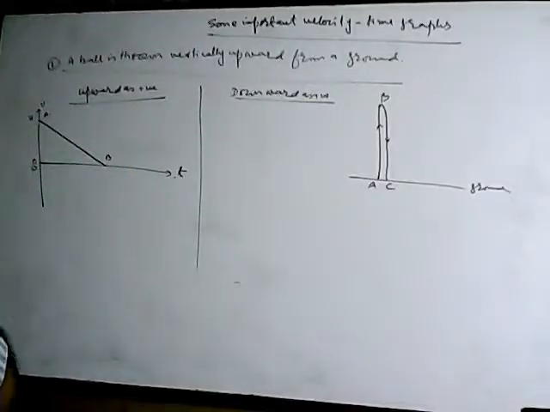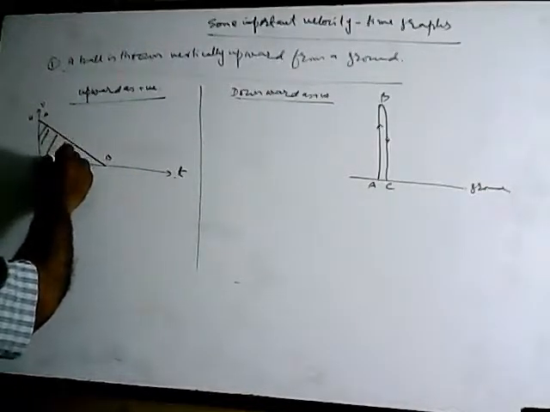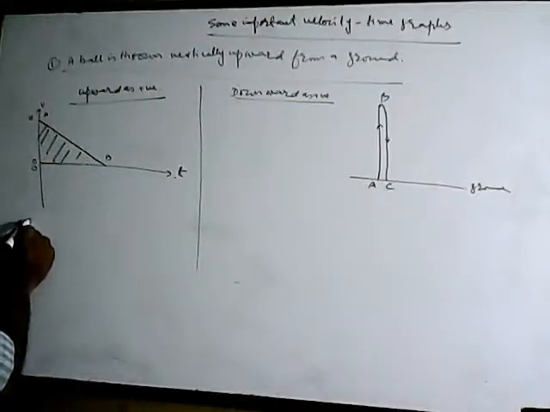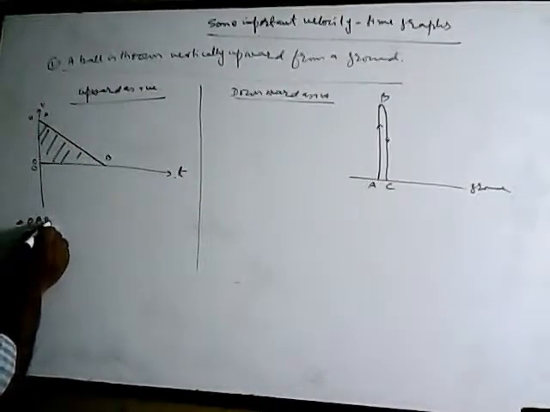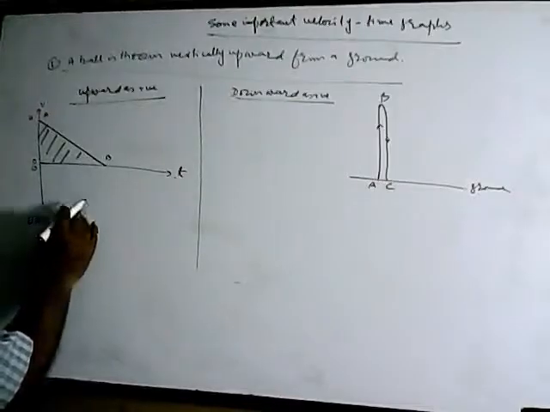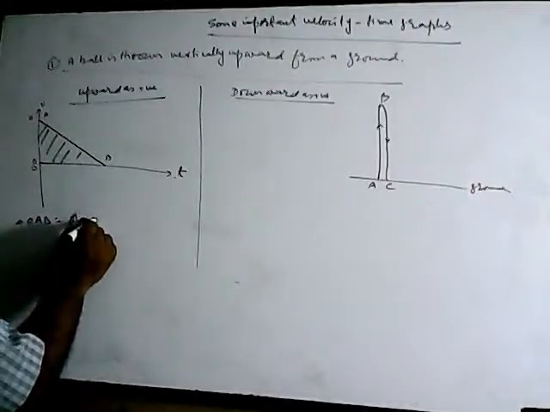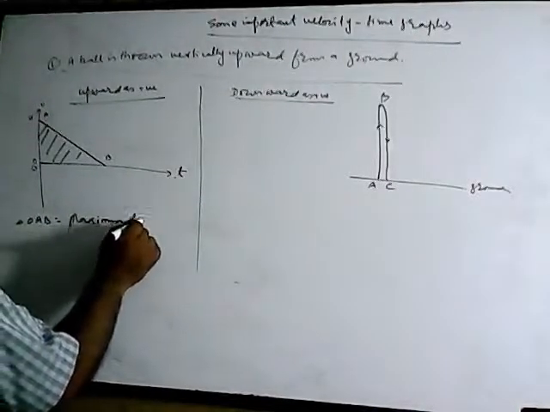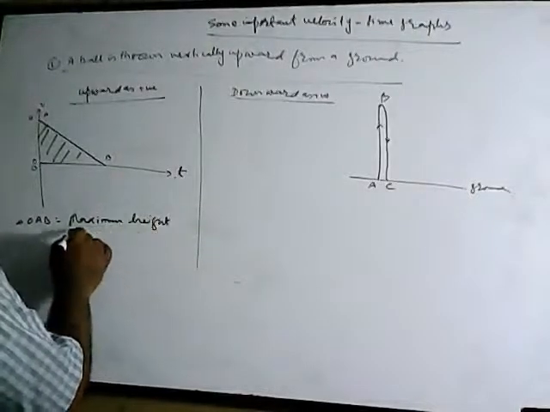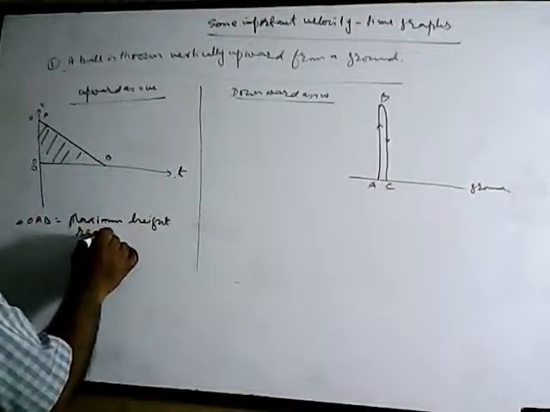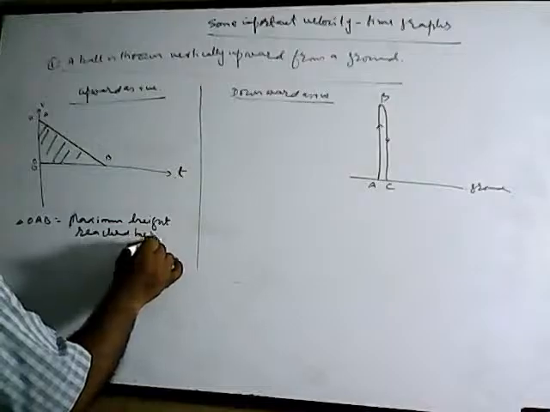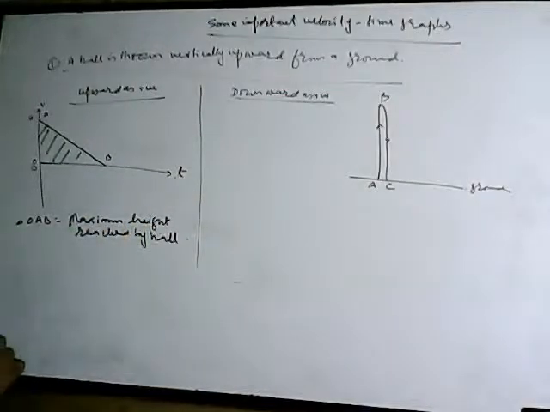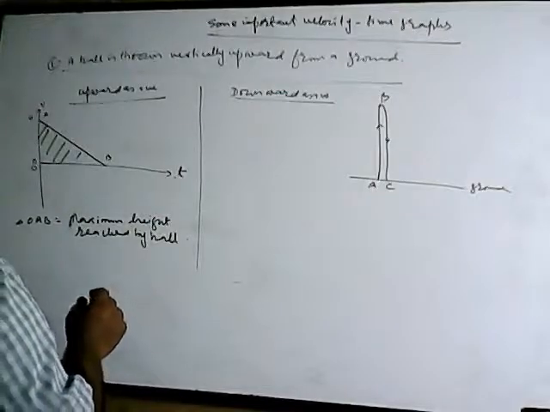Now, what is the area under this graph? I can say the area of triangle OAB is what? It is the maximum height. It is actually the maximum height reached by the ball. Then suppose now what happens?